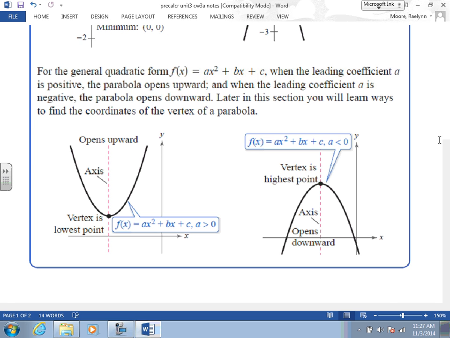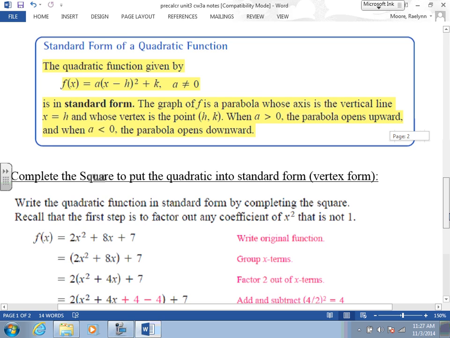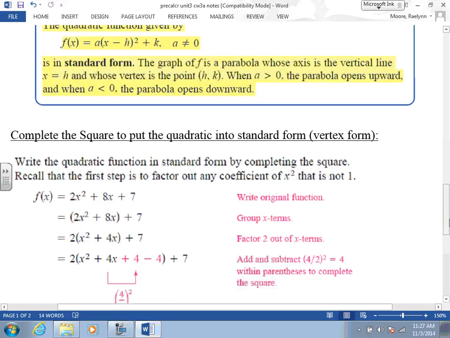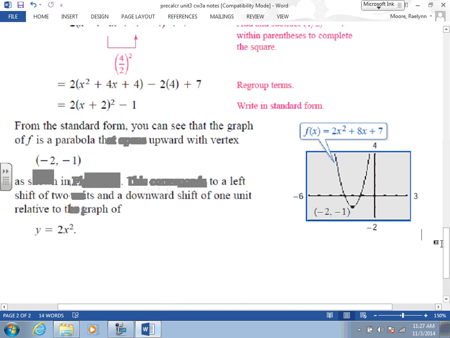These are on your sheet, so I just thought that was a nice way to look at it. Also, there's a nice example of completing the square. I am going to walk through this today, but they also walk through it. So this way you have a copy of completing the square when a is not 1. This is our goal today, to get it into vertex form.